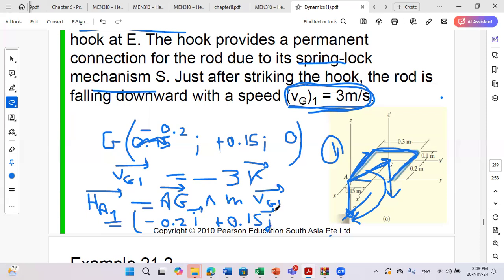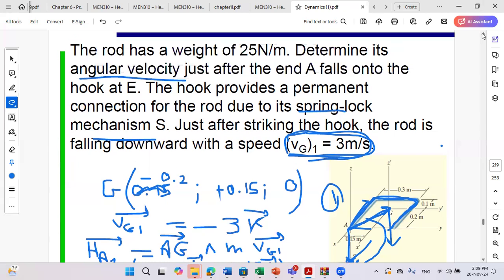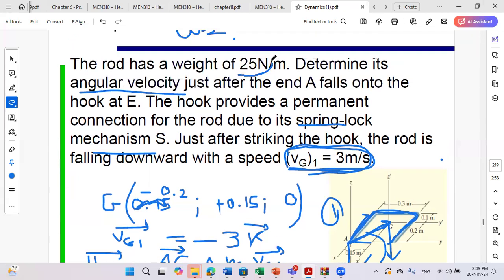the mass of the system. They said that the rod has a weight of 25 Newton per meter. Since they gave the weight per unit length, all we have to do is consider the total length of the rod. This is 0.3 meters, 0.2 plus 0.1, so we have 0.3 plus 0.3 plus 0.3, in total 0.9 meters. So we do 25 times 0.9 and we get the weight, and since we need the mass, all we have to do is divide by g. So we get the mass of the rod.